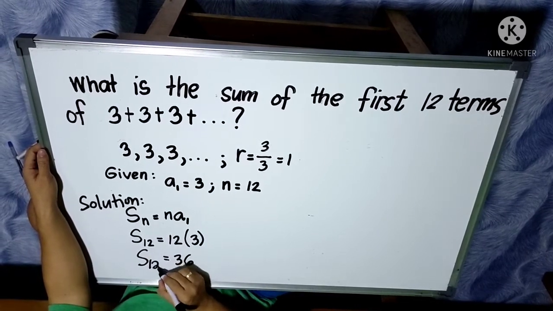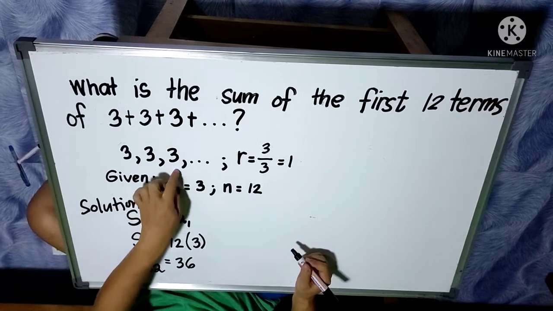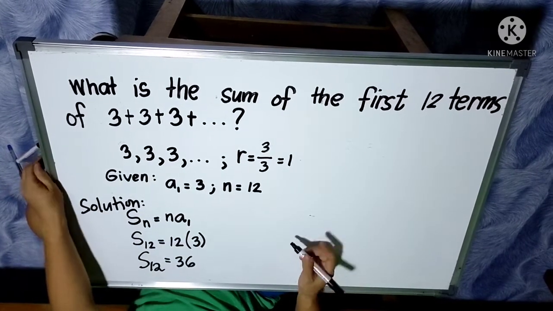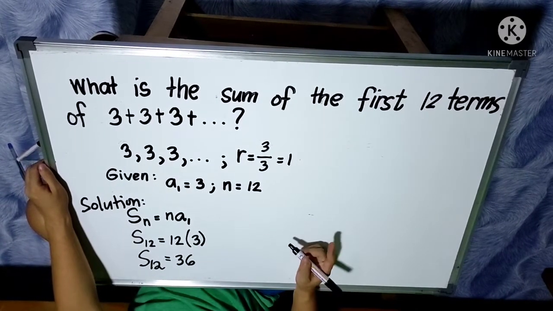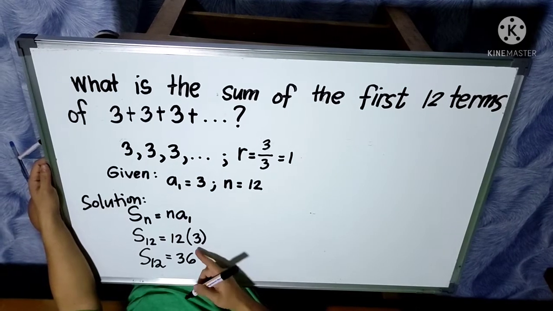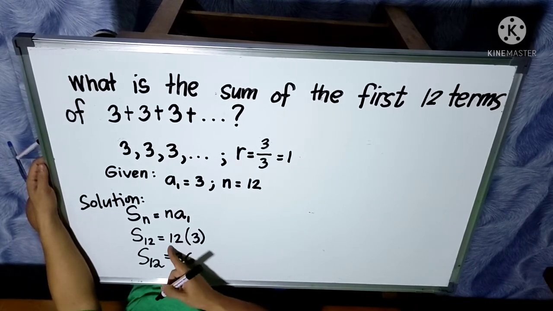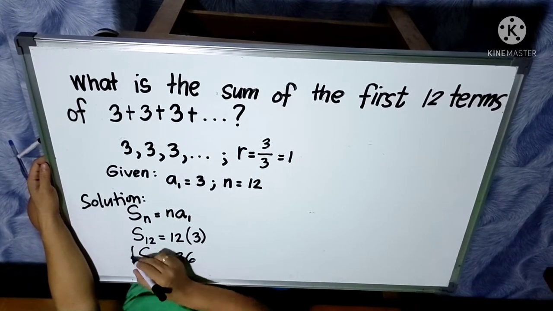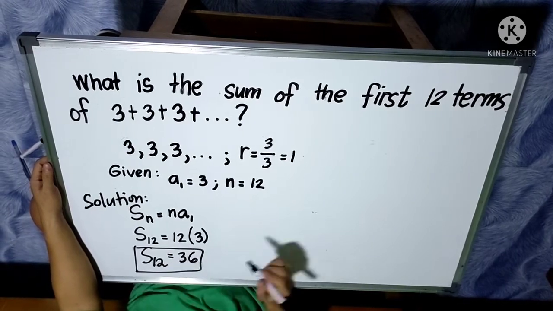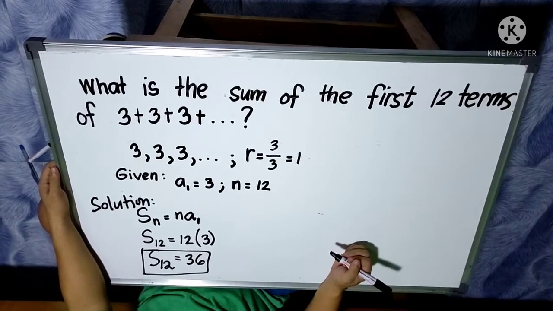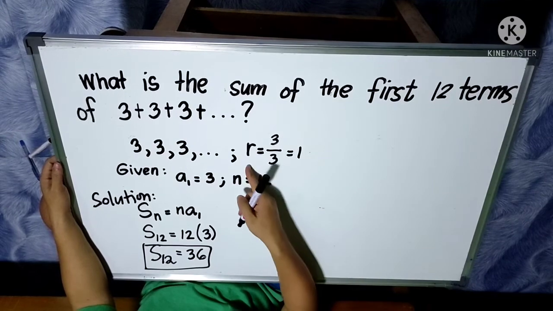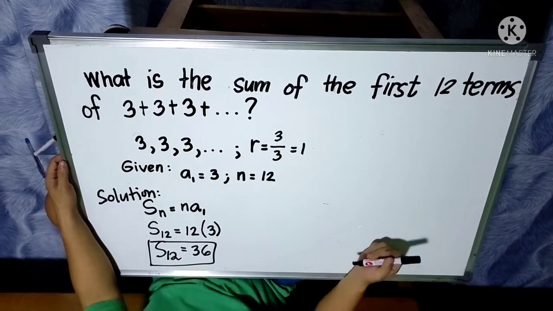S sub 12. So if you're going to list down all the 3's up to the 12th term and get a sum, it's just like multiplying your 3 with the number of 3's and you'll get 36. So this is the final answer. The previous formula cannot be used here since our r is equal to 1.